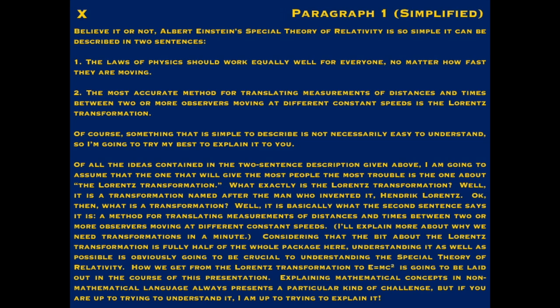Considering that the bit about the Lorentz transformation is fully half of the whole package here, understanding it as well as possible is obviously going to be crucial to understanding the special theory of relativity. How we get from the Lorentz transformation to E equals mc squared is going to be laid out in the course of this presentation. Explaining mathematical concepts in non-mathematical language always presents a particular kind of challenge, but if you are up to trying to understand it, I am up to trying to explain it.